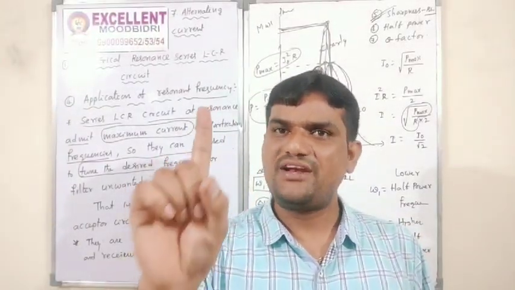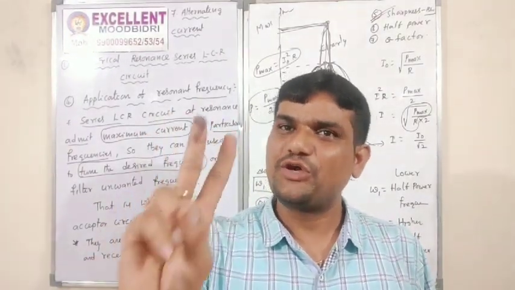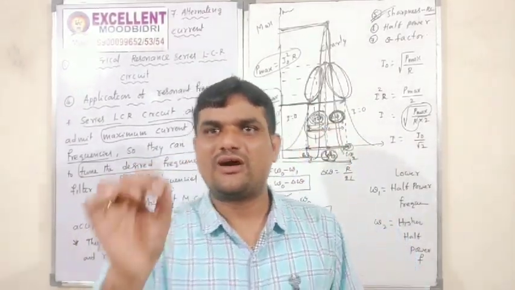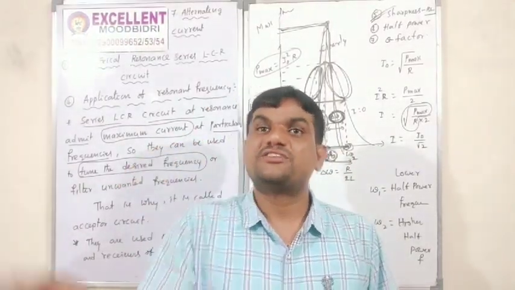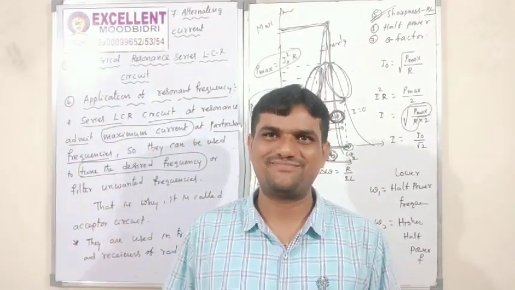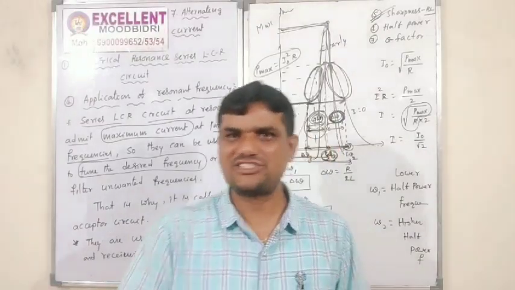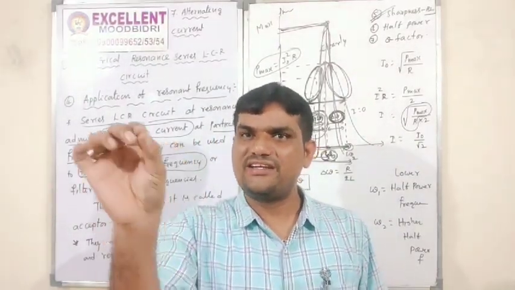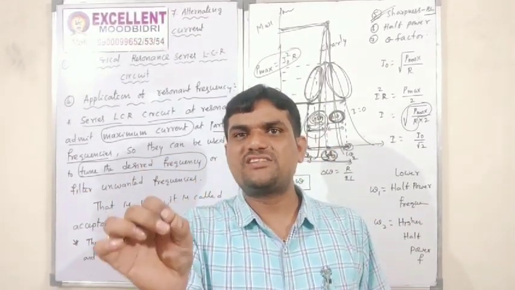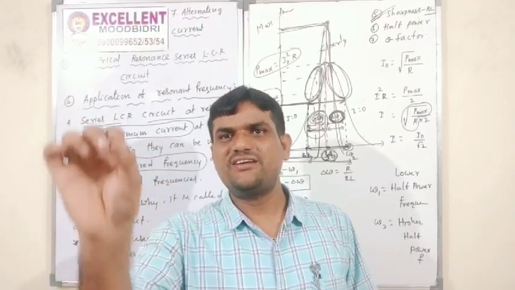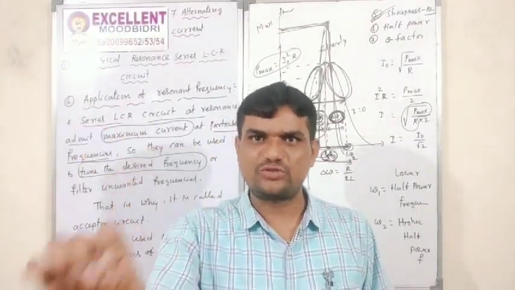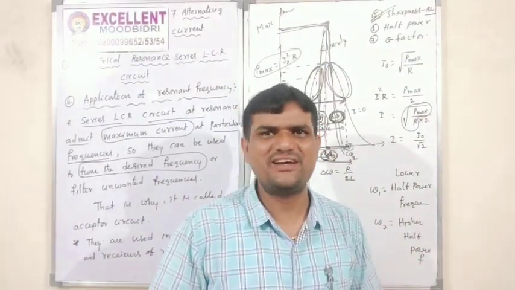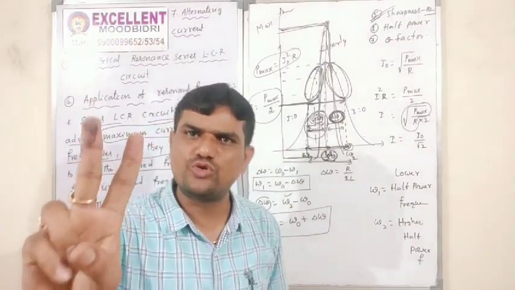The first condition is the bandwidth condition. The second one is the Q factor. What is the Q factor? The Q factor is the quantity by which we can define sharpness. The Q factor is nothing but the ratio XL by R, or else the voltage in the inductor circuit to the voltage in the resistor circuit. That is the quality factor. So sharpness we can define with the help of two terms.